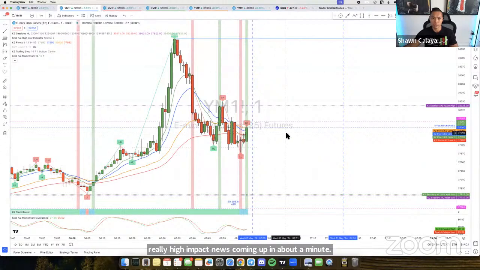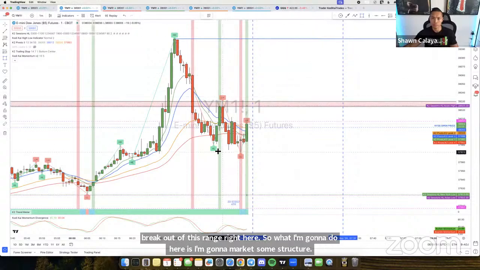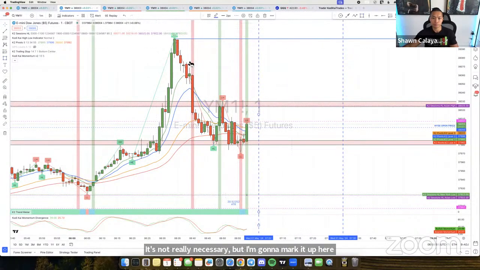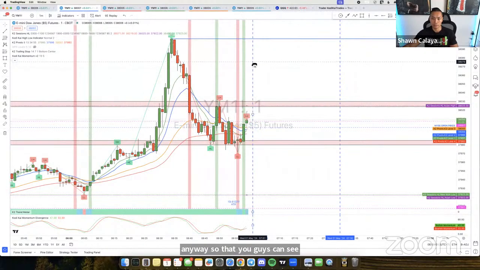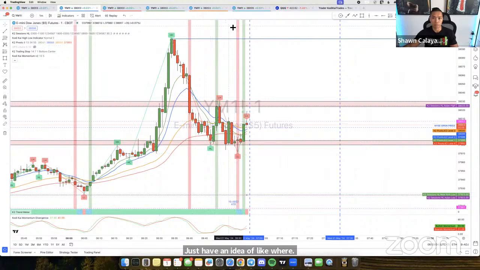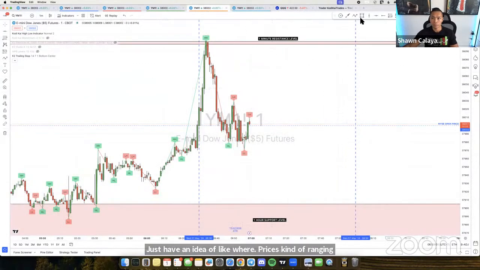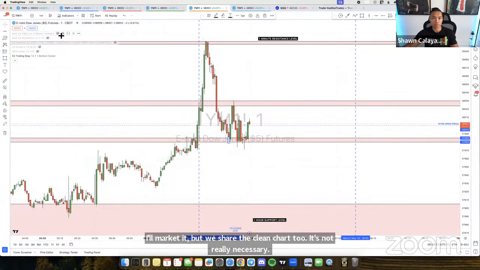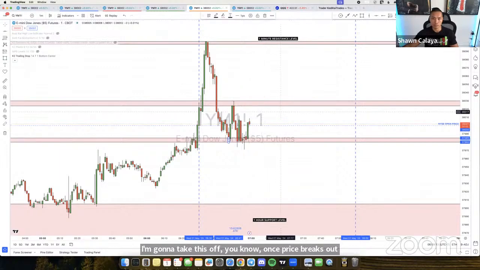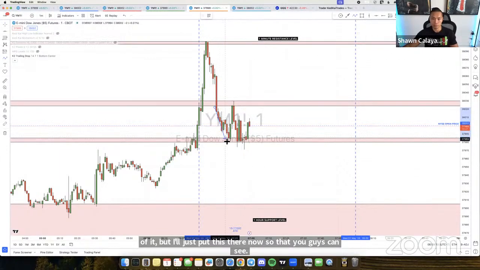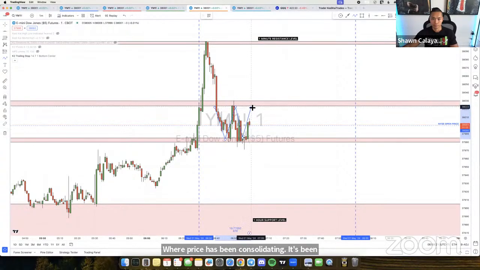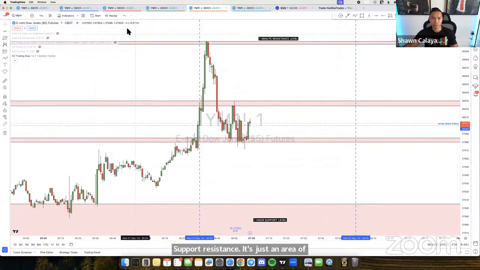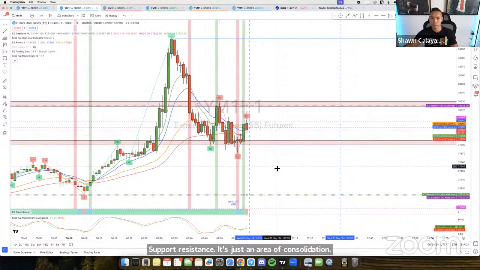All right, we got another buy signal here. We just need price to break out of this range right here. So what I'm going to do here is mark up some structure. It's not really necessary, but I'm going to mark it up here anyway so that you guys can see where price is kind of ranging from. I'll mark it up over here on the clean chart too. I'm going to take this off once price breaks out of it, but I'll just put this there now so that you guys can see where price has been consolidating. It's been ranging and consolidating within this area. I don't think this is a clean support resistance. It's just an area of consolidation, at least until the news happens right here at 7 o'clock. So we got news in about 30 seconds.